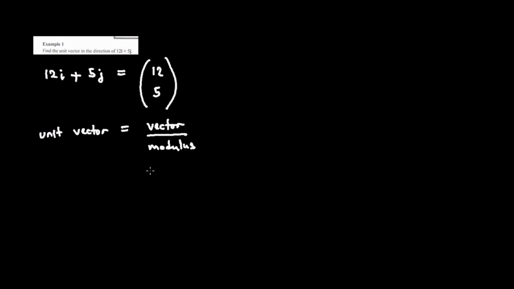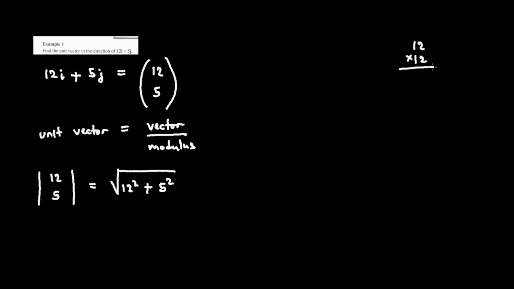Kureva kuti automatically we need to find the modulus of (12, 5). And kuti tiwane the modulus of (12, 5), this is just equal to we take the square root of 12 squared plus 5 squared. So what is 12 times 12? It's 144. And of course, 5 squared is 25.